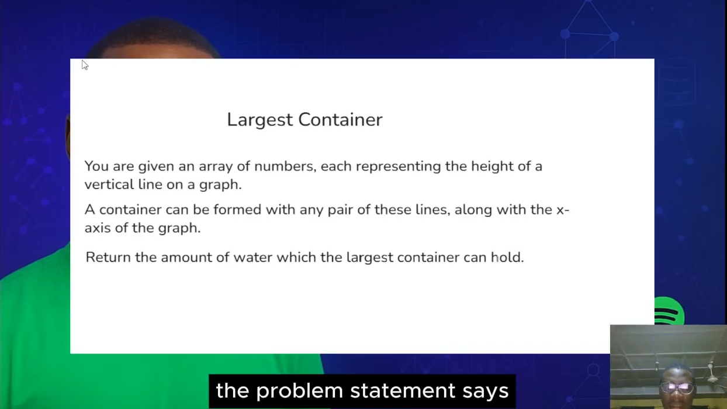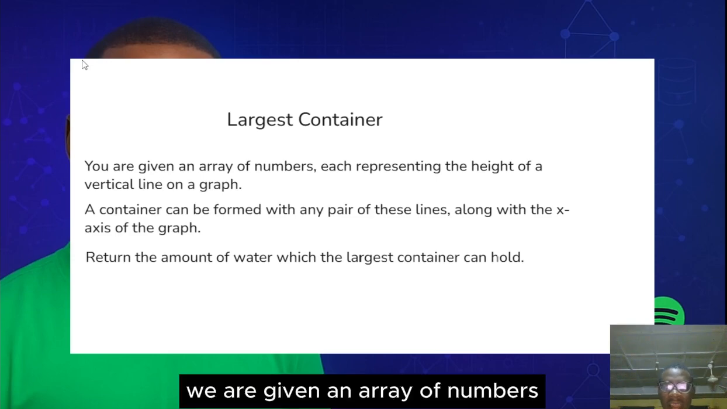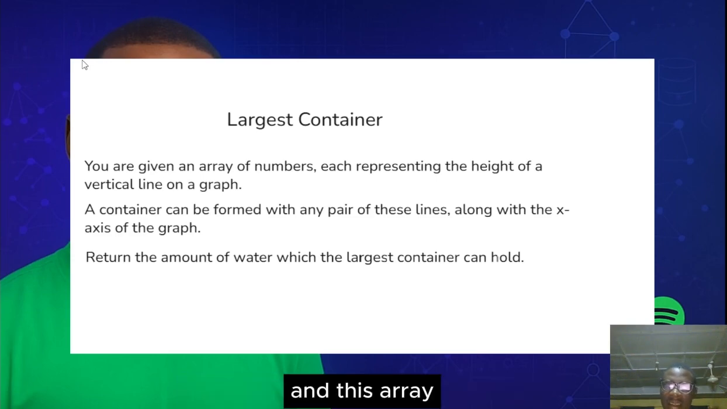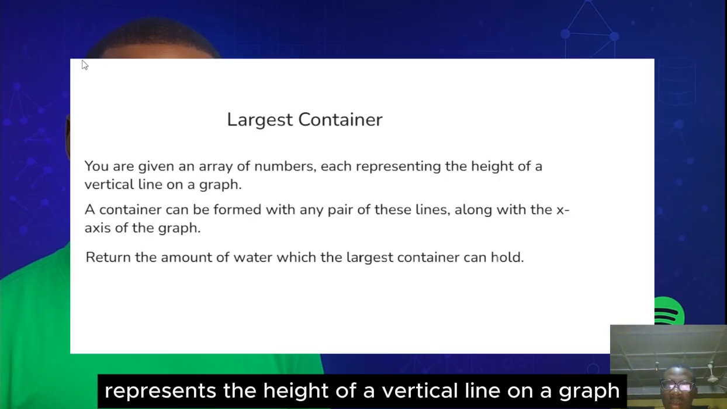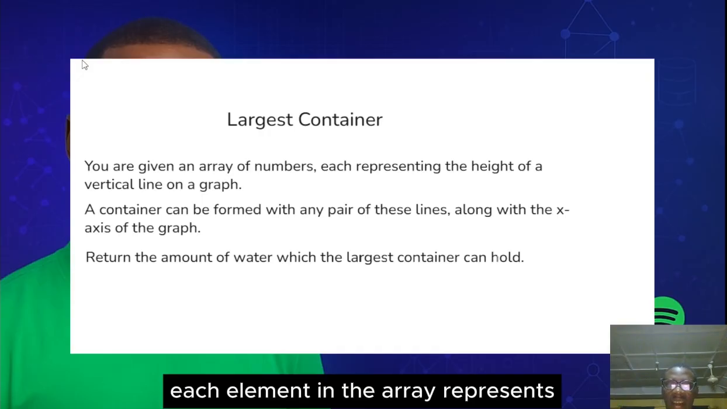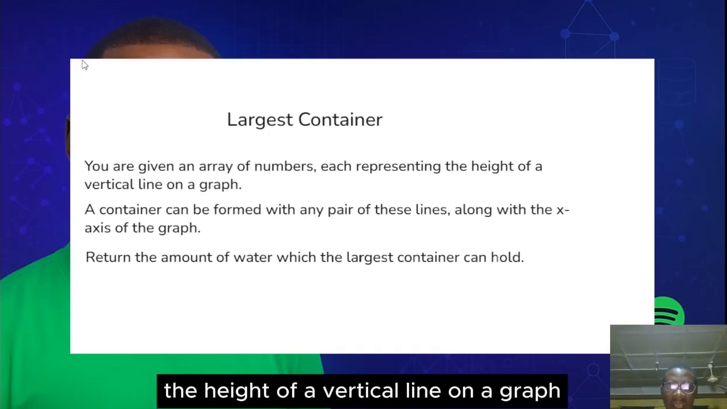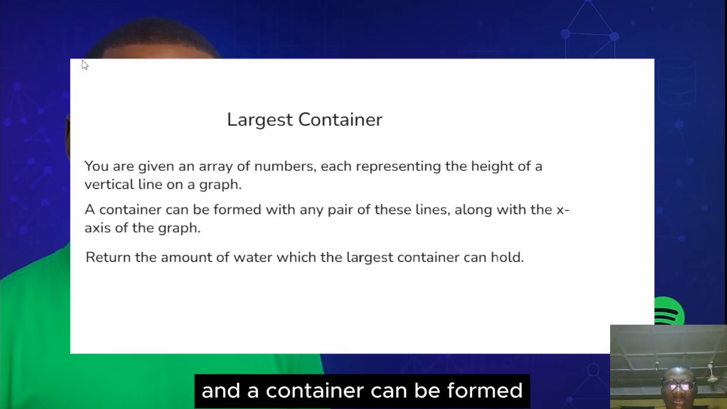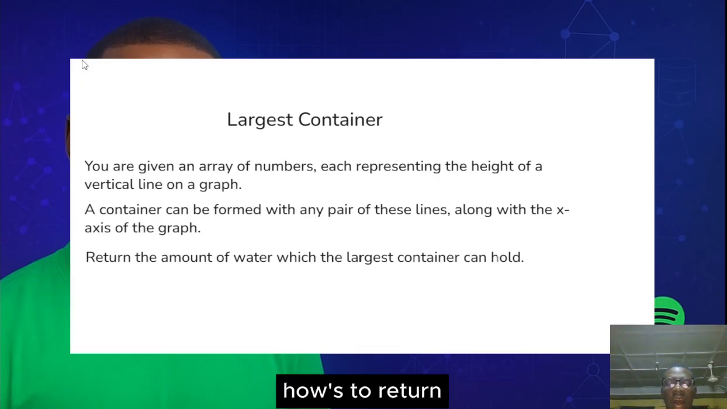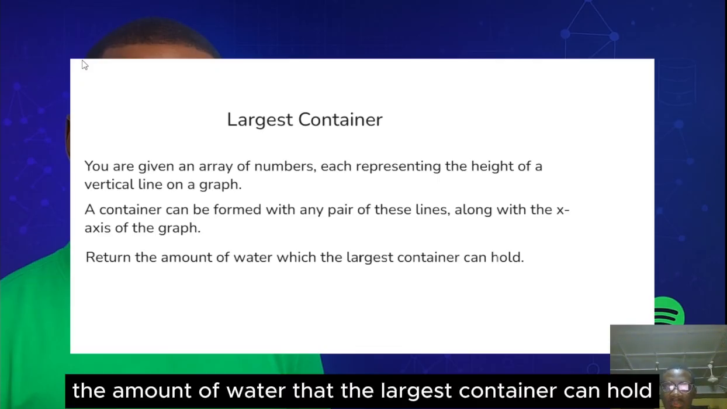The problem statement says we are given an array of numbers, and this array represents the height of a vertical line on a graph. Each element in the array represents the height of a vertical line on a graph, and a container can be formed with any pair of these lines along with the x-axis. We are now asked to return the amount of water that the largest container can hold.